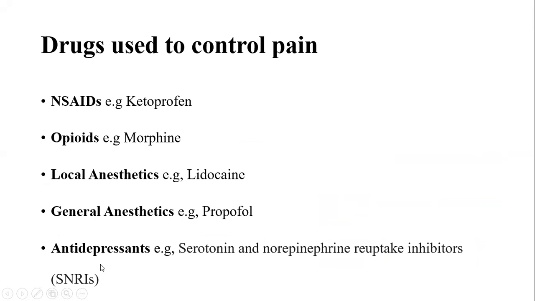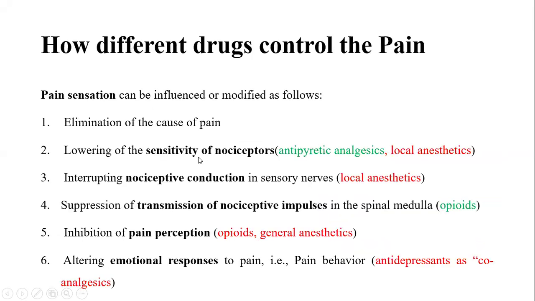Okay. Now there is a question: which step of the pain pathway is inhibited by which drug? So I have listed a brief summary here. You can go through it. For example, if I talk about conduction, local anesthetics will block the conduction pathway. If I talk about transmission, opioids inhibit the transmission of the pain signal. If I talk about the perception of pain, opioids and general anesthetics both can inhibit the perception of the pain. So this is how the different steps of the pain pathway are inhibited by different pain controlling medications.